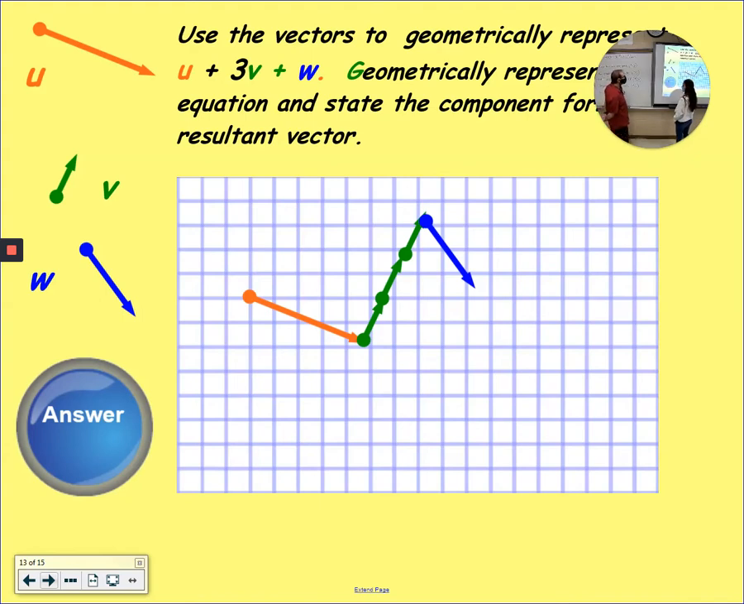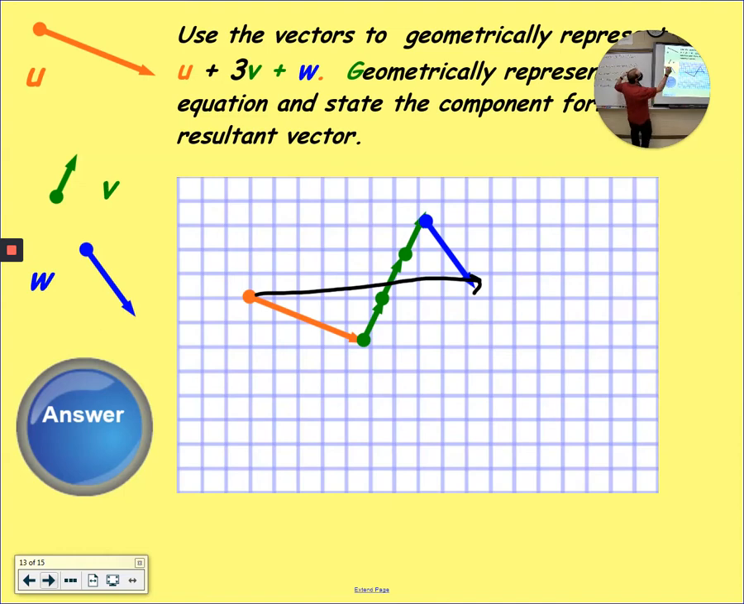Does that look right to you? It's u plus 3b plus w. So draw me a resultant. Use your black marker. All right. Gorgeous. It looks like a velocity line. So before we check the answer on this, let's talk about a few things.